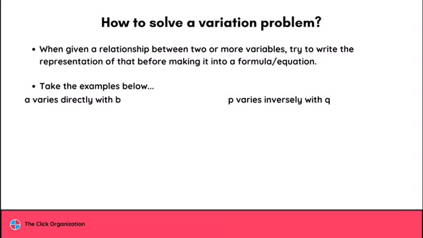So how do we solve a variation problem, or how do we identify the equation from the relationship? When we're given a relationship between two or more variables, whether it's inverse or direct, try to write the representation of that before making it into a formula or an equation. So let's start with the examples below. A varies directly with B.